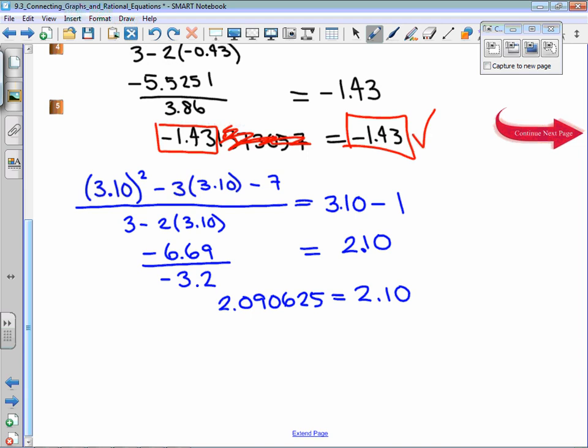If you truly want to verify this as well as possible, keep the value of x stored in your calculator, and then when you check it, use the actual function: x squared minus 3x minus 7, divided by 3 minus 2x, and that will work perfectly. But we are going to say that that is verified as well. All right, solving graphically is pretty comfortable for most students. It's the algebraic method that takes a little more practice, and we're going to see that again in example 3.